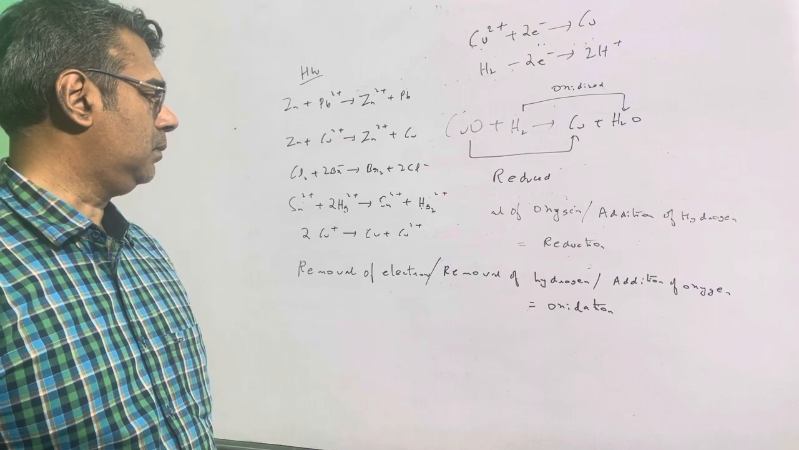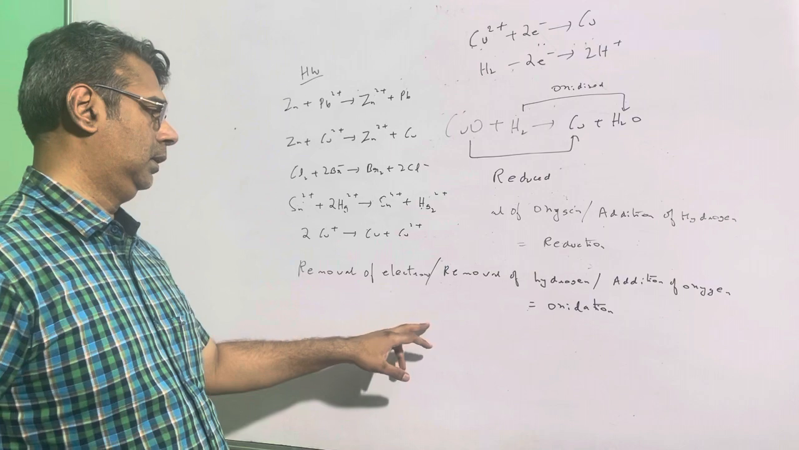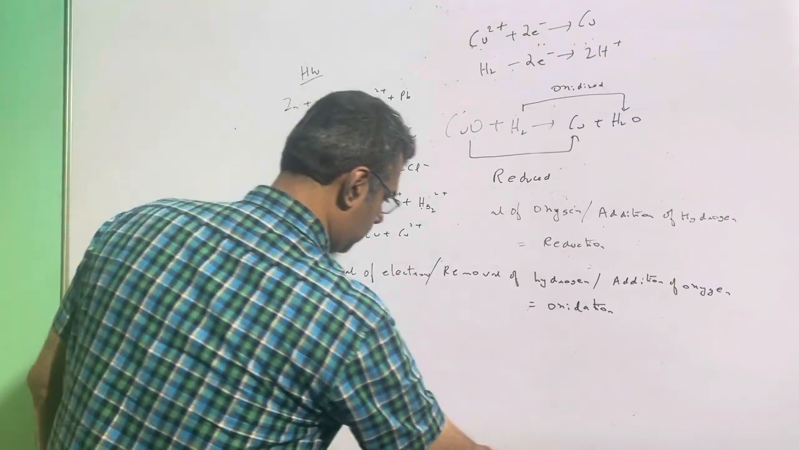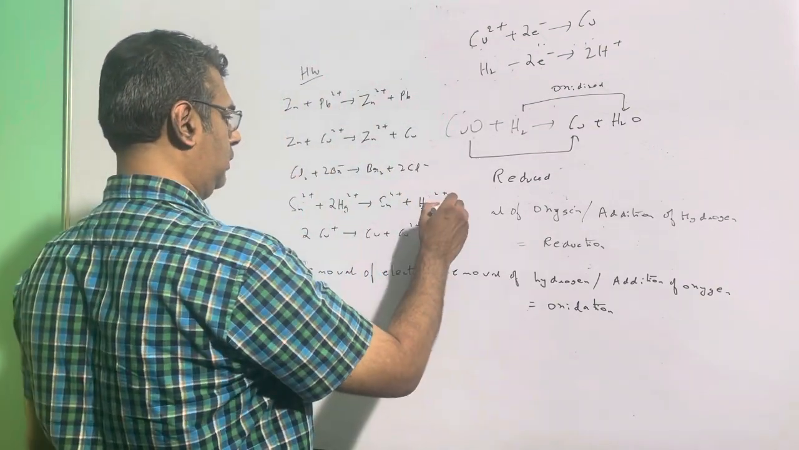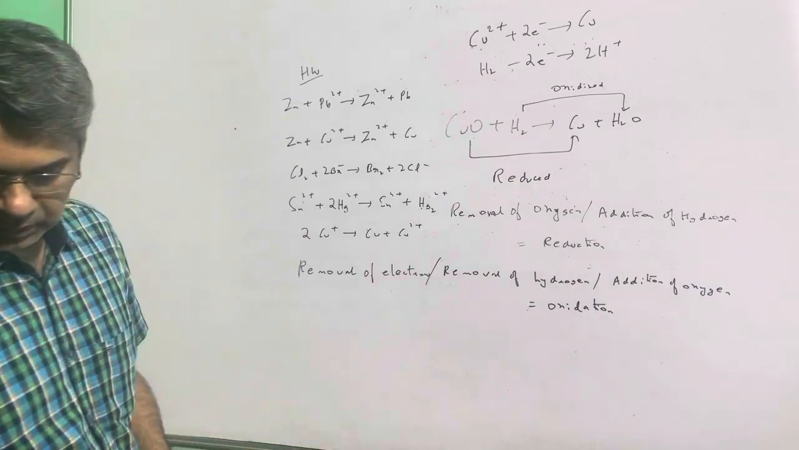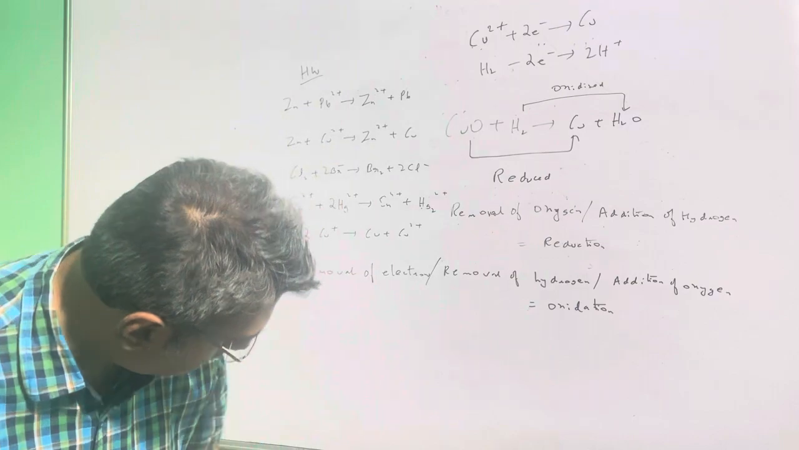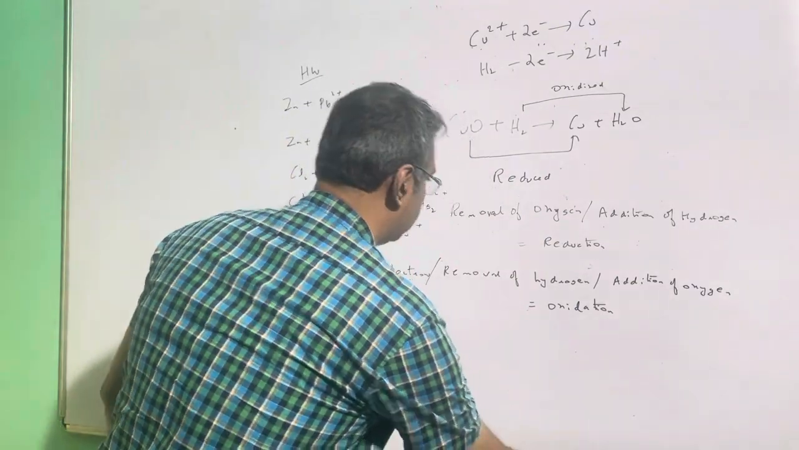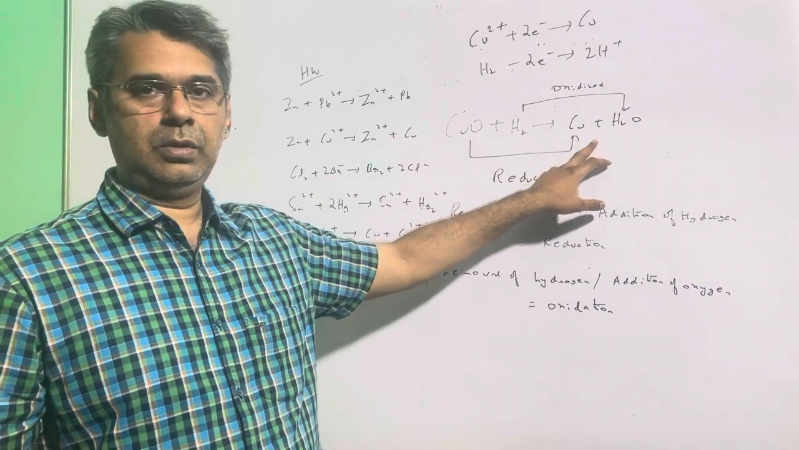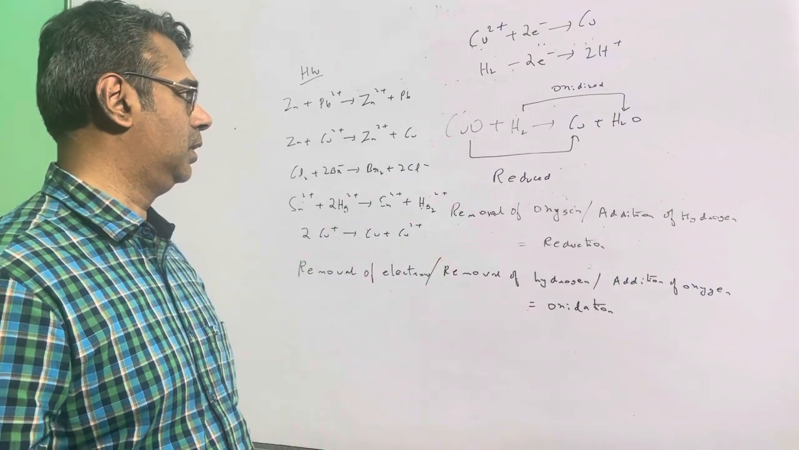So the thing is that removal of oxygen is considered as reduction. Okay, copper oxide is getting reduced to copper. Copper oxide is getting converted to copper and oxygen is getting removed. So removal of oxygen is considered as reduction.